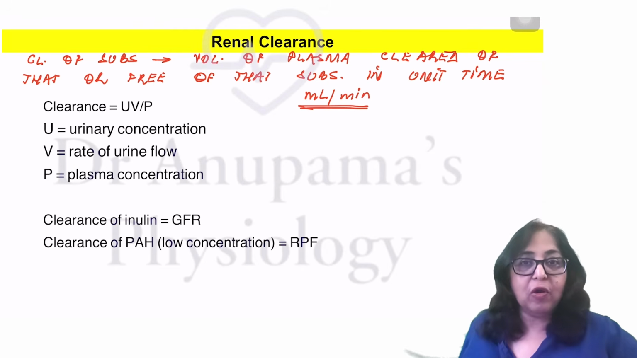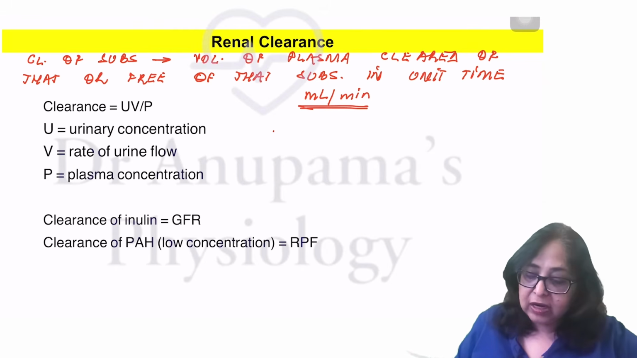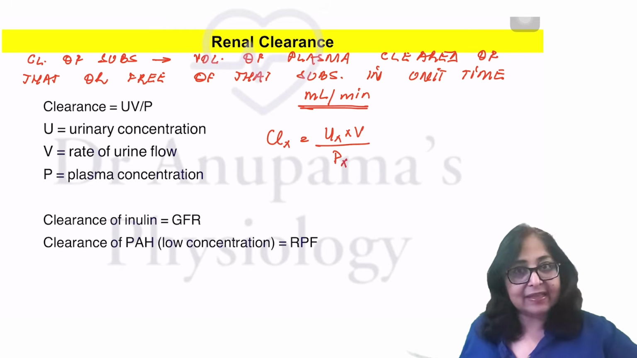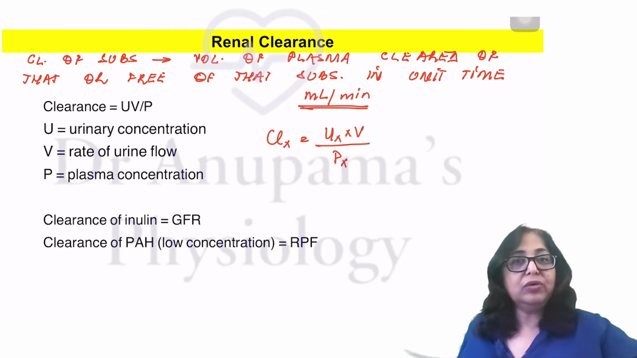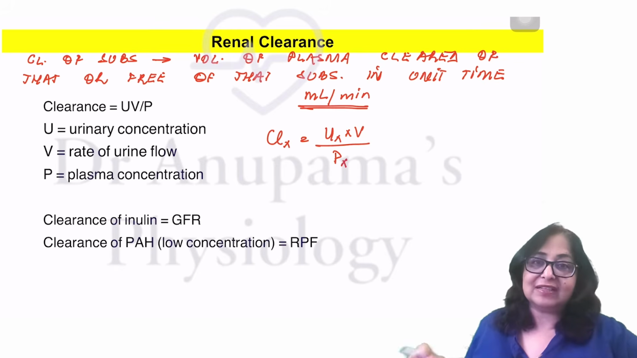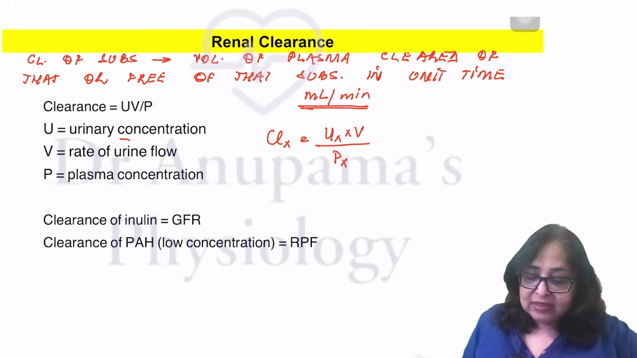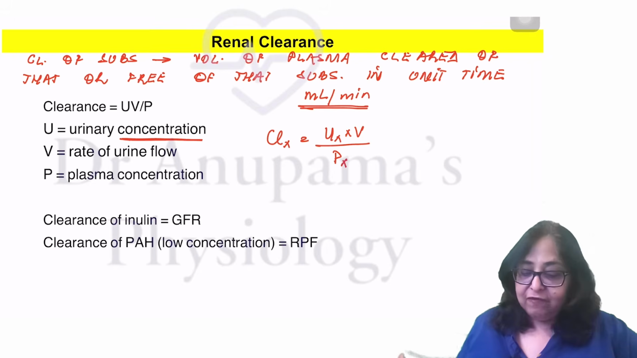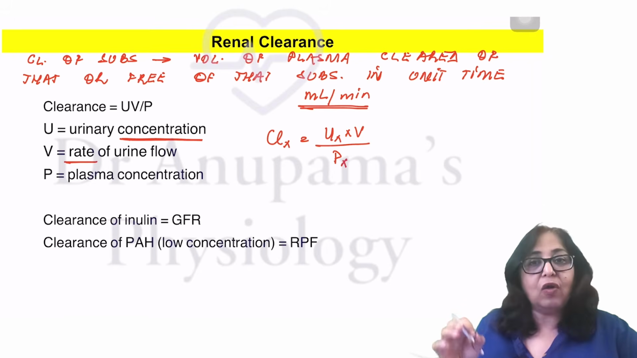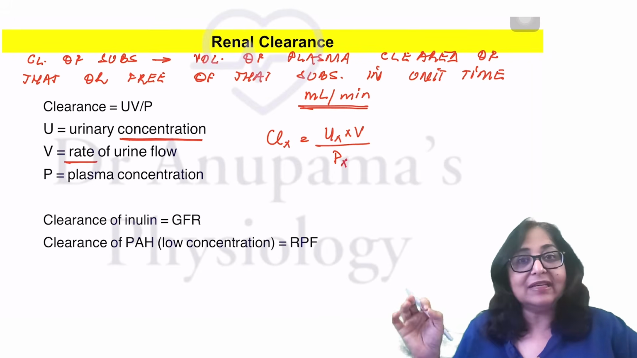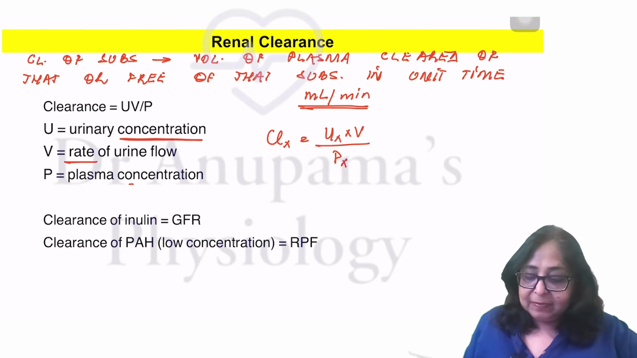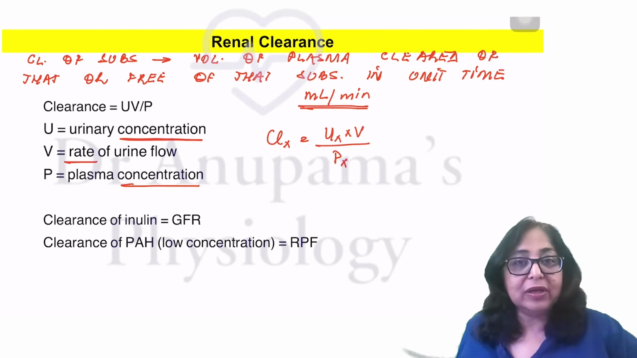And what is the formula for clearance? It is UV by P. What is U, what is V, and what is P? Let's try and understand this. U refers to the urinary concentration of that substance. Please remember, when I use the term concentration, it has to be per unit volume. V is the rate of urine flow. Whenever I use the term rate, it means it has to be per unit time. And P is the plasma concentration, again in per unit volume.